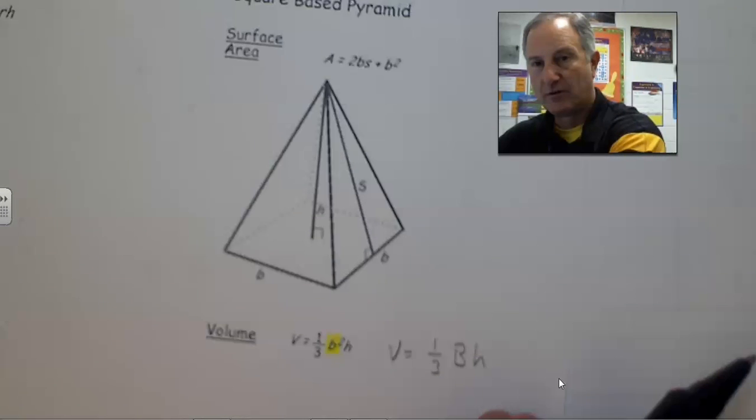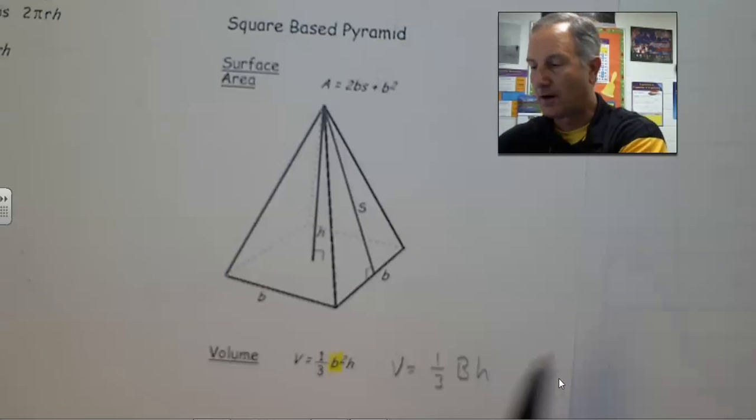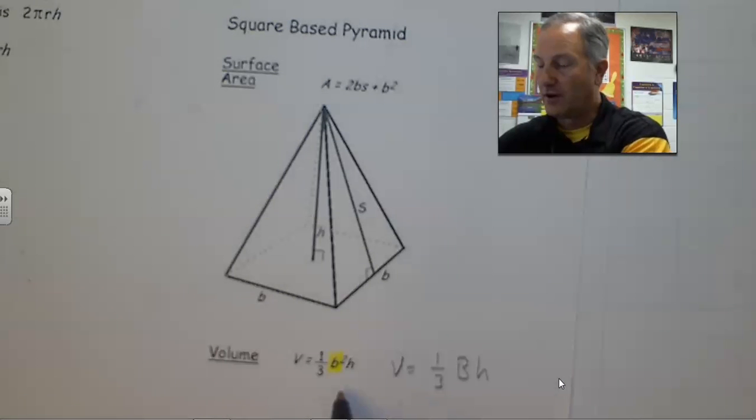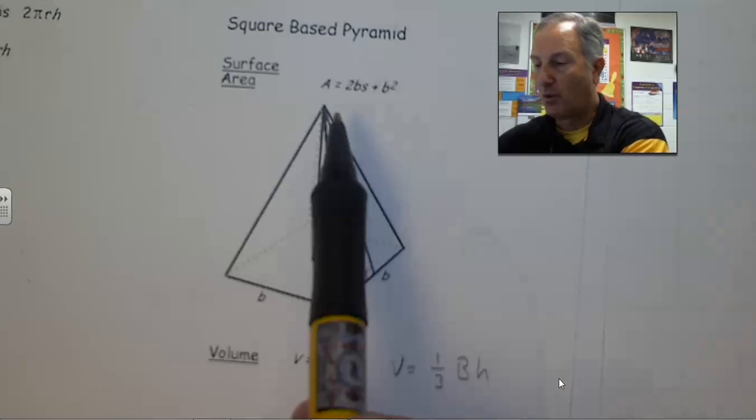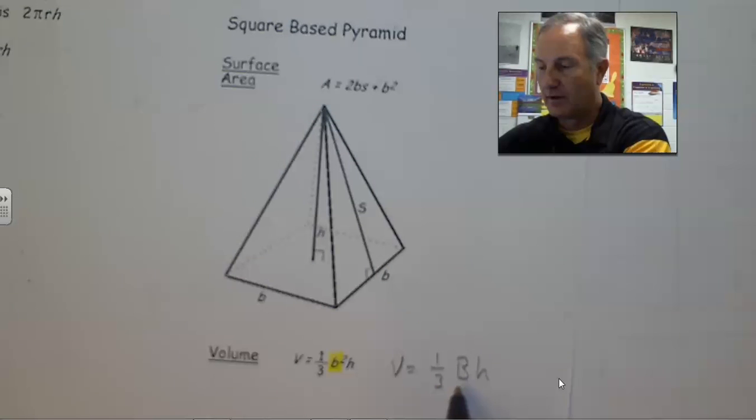Volume over here for a pyramid. Same thing with a cone. Okay, and I'll show you a picture of that in a second. The volume is still area of the base times the height, but if it comes to a point, okay, like a cone or a pyramid, then it's 1/3 area of that base times the height. Okay, so there's your 1/3.